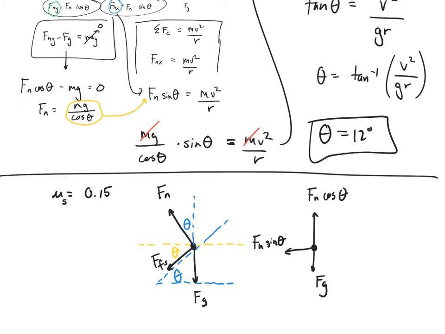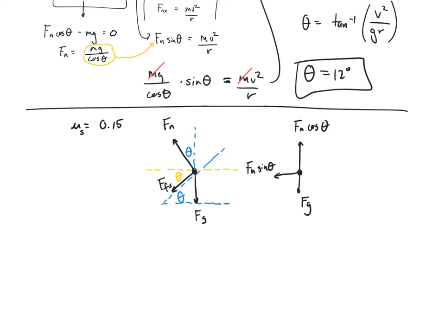This is what's going to make it very confusing. And bear with me here. Friction is going to act down and to the left. So this red one is FFS cosine theta. This is FFS sine theta. So that's my free body diagram when friction is involved.